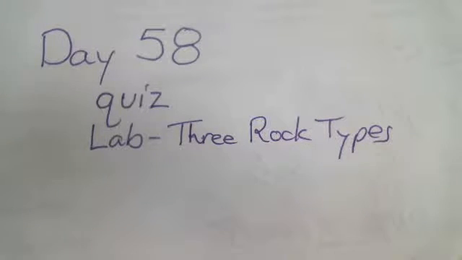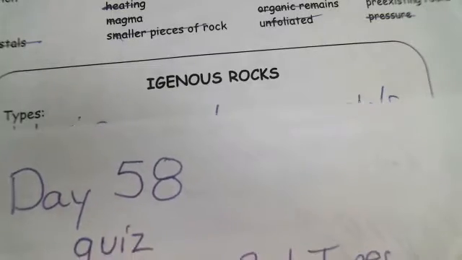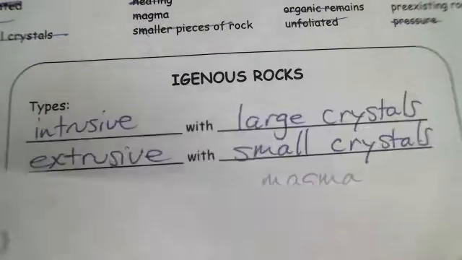Okay, today is day 58. We just finished up our quiz on minerals, and today we're going to be doing a lab where we identify the three rock types. And we have a little worksheet to do first in order to review what those three rock types are. The first kind is igneous.